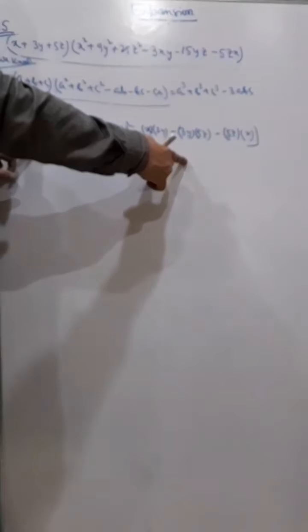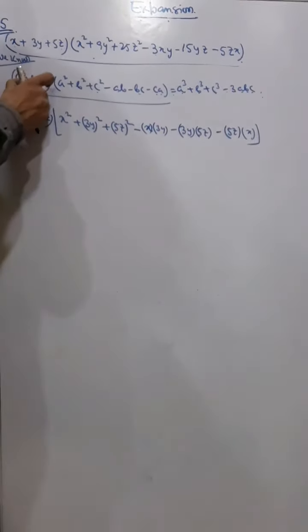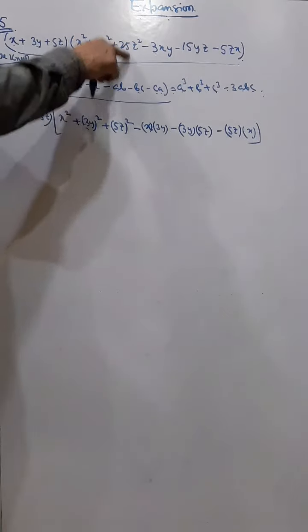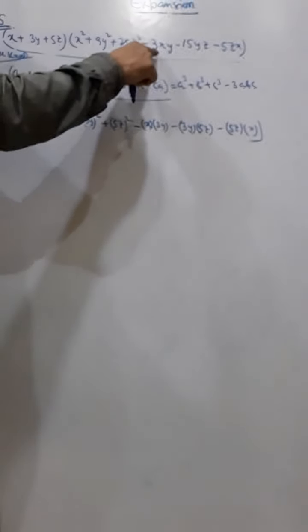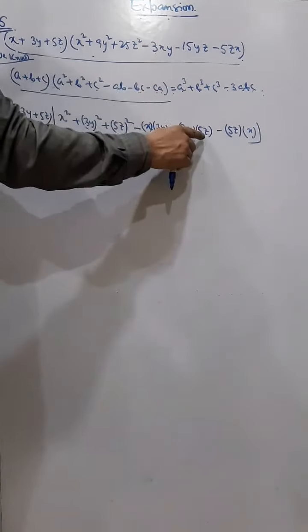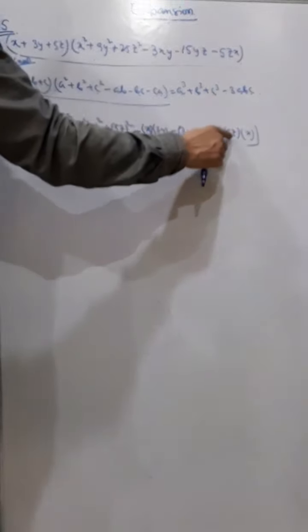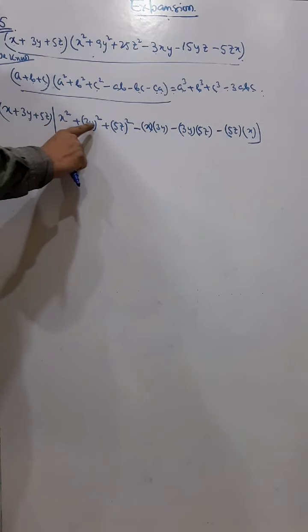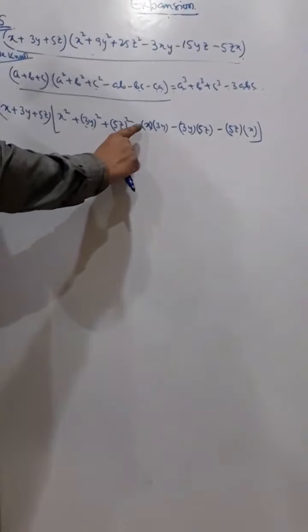Okay, so this is the question format, and I have written it in this format: a plus b plus c. You can check, a square is x square, this is 9y square, this is 25z square, and this is 3xy, and this is 5 into 3, 15yz, and this is 5xz. So it becomes (a plus b plus c)(a square plus b square plus c square minus ab minus bc minus ca), and that is equal to what?